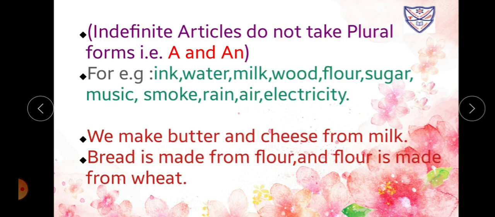Same way over here, bread is made from flour and flour is made from wheat. Over here, bread, flour and wheat are again uncountable nouns, or we can say they stand for plural forms. Therefore, we will not use any article before them, that is a and an.